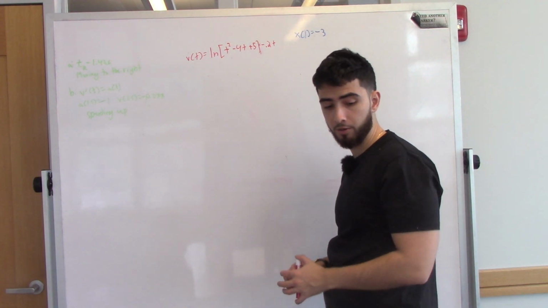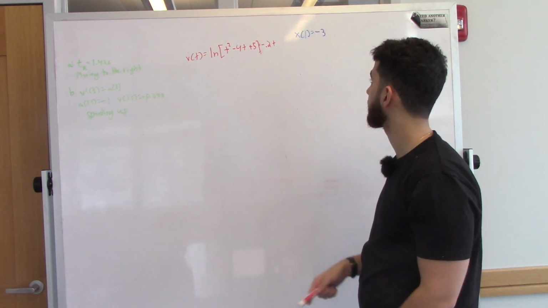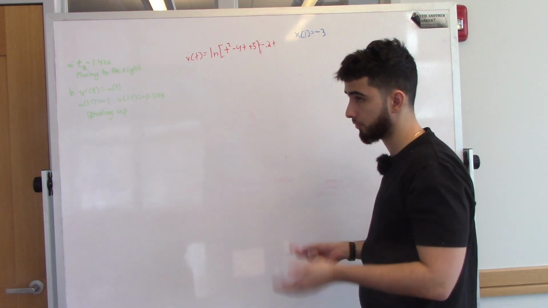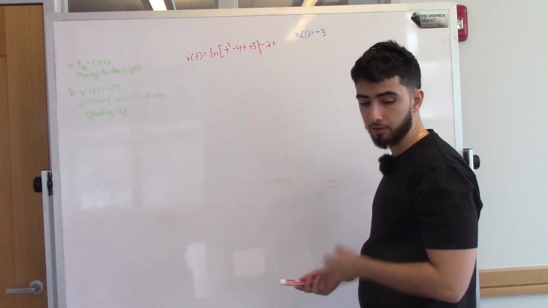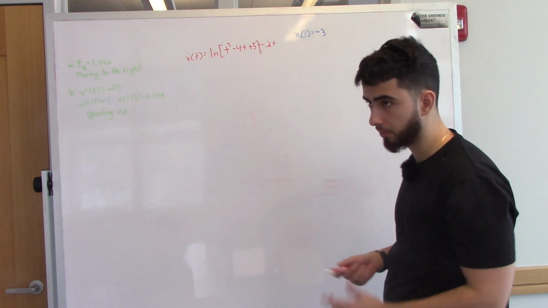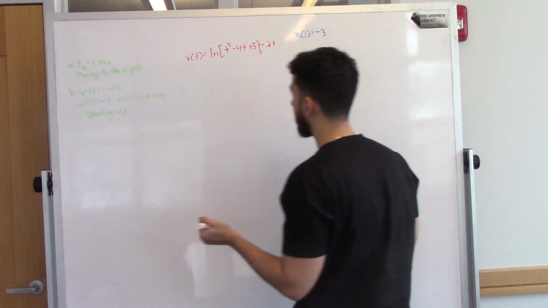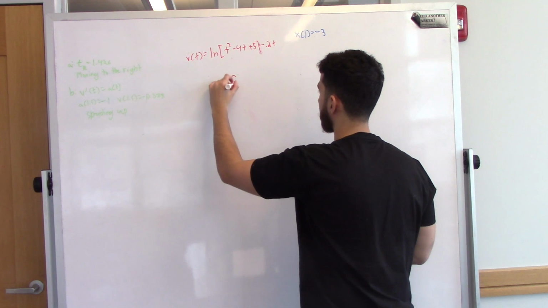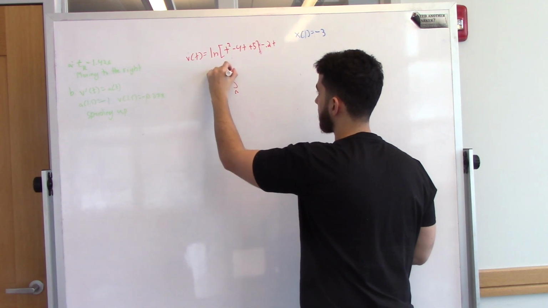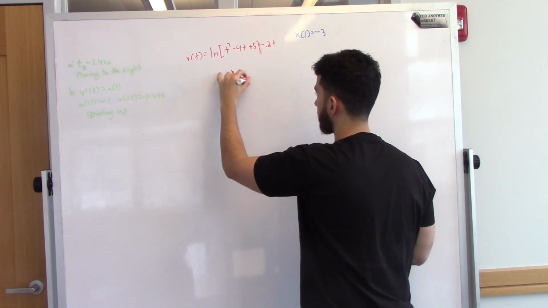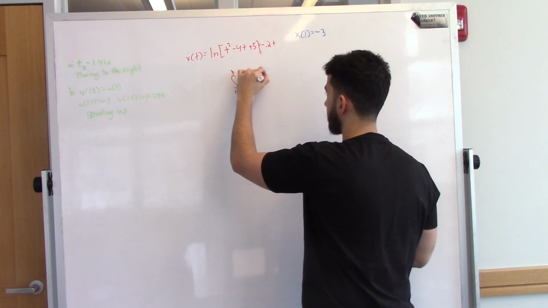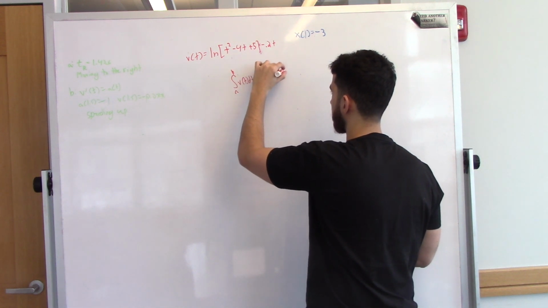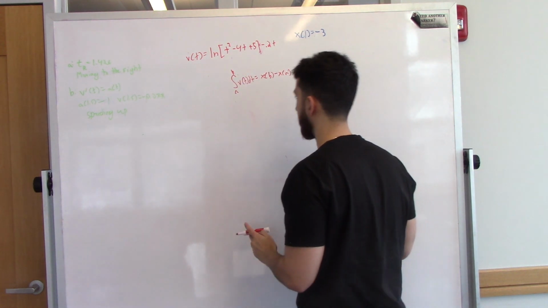All right, now for part C, we're told that the position of this particle at t equals 1 is -3. And we're asked to find the position at t equals 4. Okay, how are velocity and position related? The integral from a to b of the velocity function equals the position at b minus the position at a.